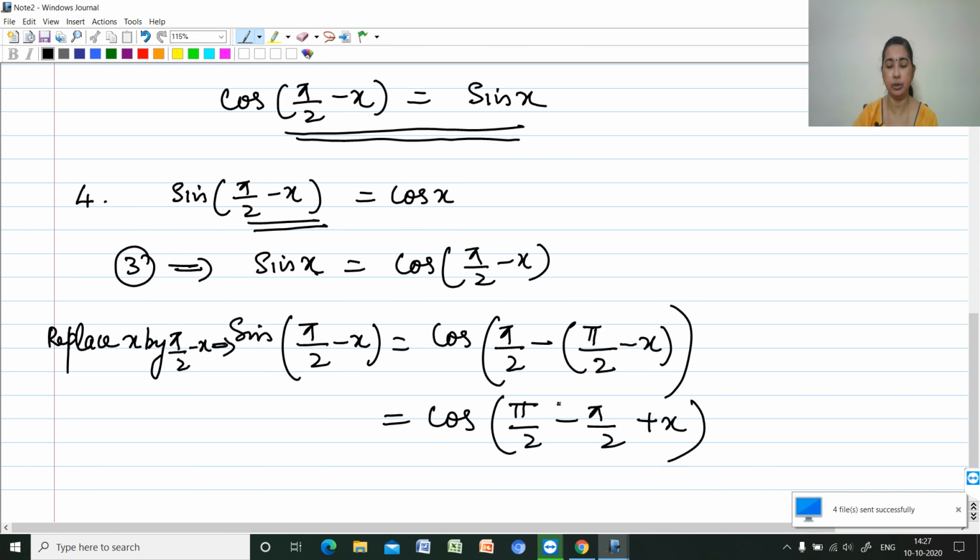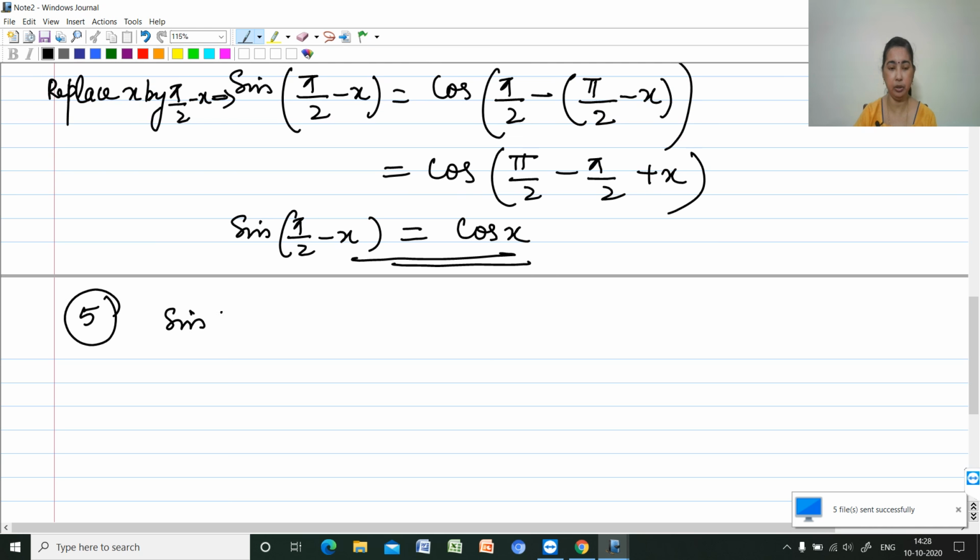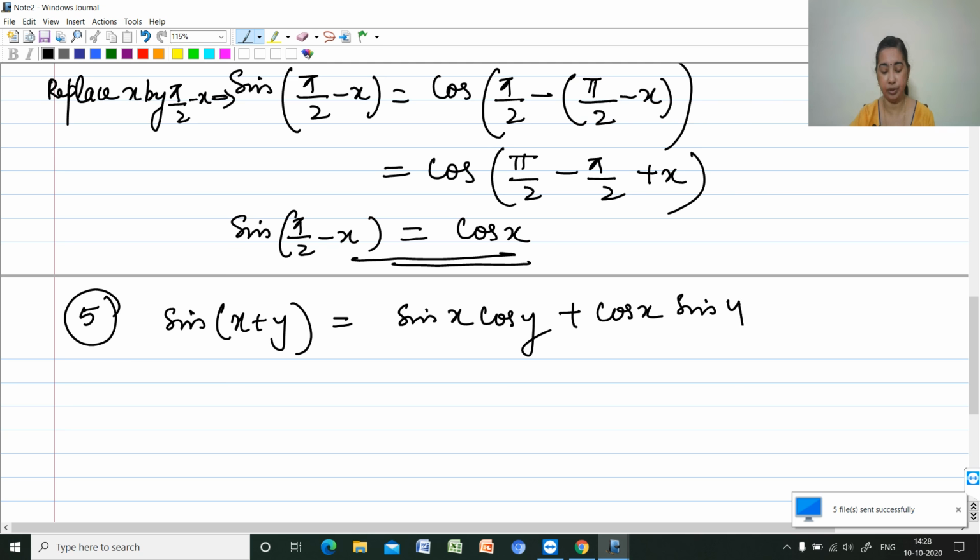That is the fourth one. Now the next one, the fifth identity we are going to study, is sine of x plus y, and we have to prove that it is equal to sin x cos y plus cos x into sin y. So from where do we have to start? We have to start with sine of x plus y.